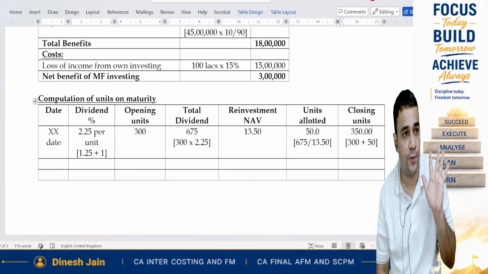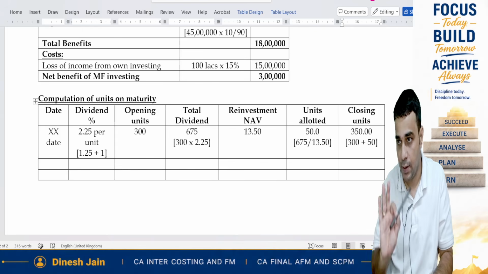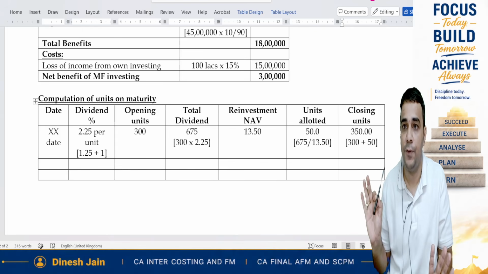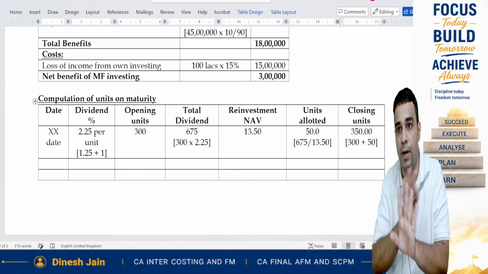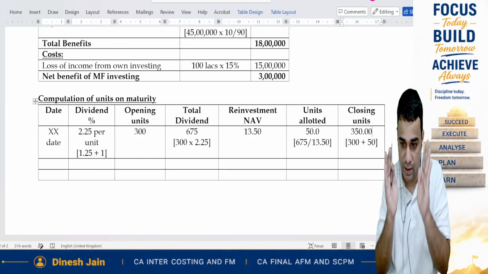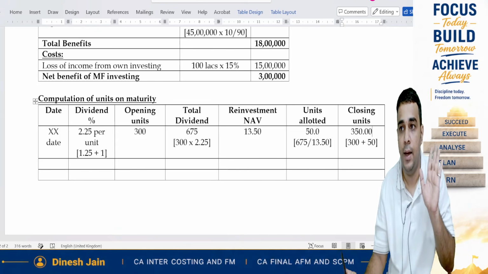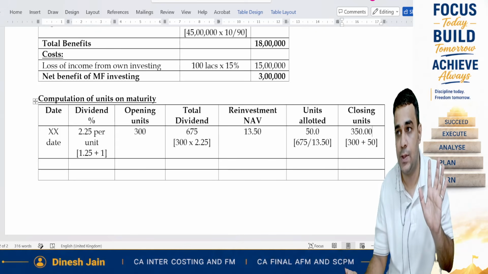Any doubts on 350 units? Can we proceed? Understood the numbers? Clear? First problem on the concept, I want full clarity. Second problem, I may rush the speed, I have no problem. But first problem, get full clarity. Anybody has any doubts on the numbers here?